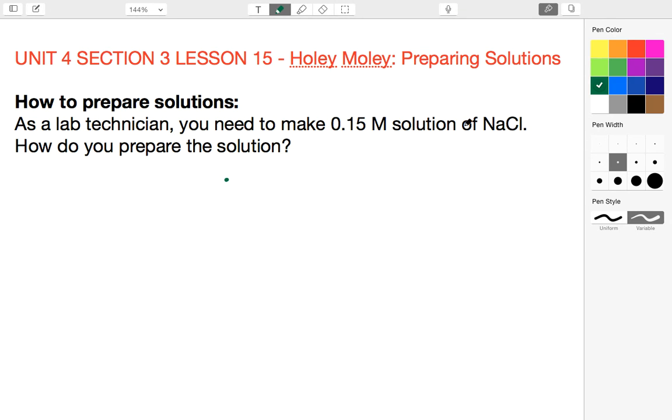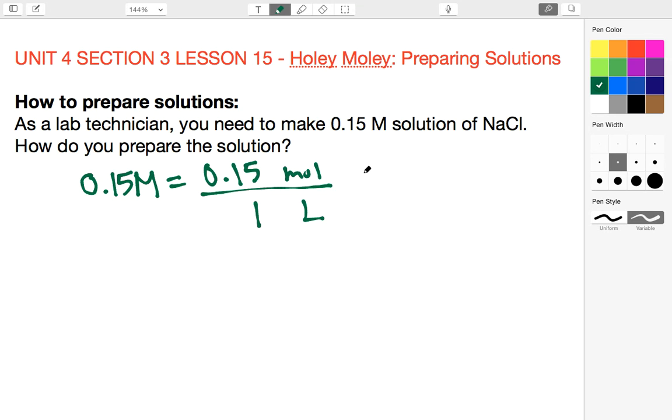So first thing you need to do is recall the equation for molarity. If I have 0.15 molarity, it's the same as having a certain moles over liters. So if I call this 1 liter, I would have 0.15 moles. So let's say I'm going to make a 1 liter solution of this, just to keep it simple.